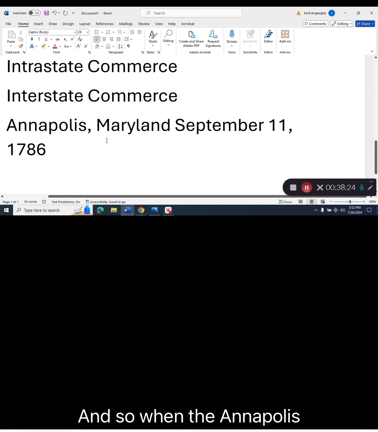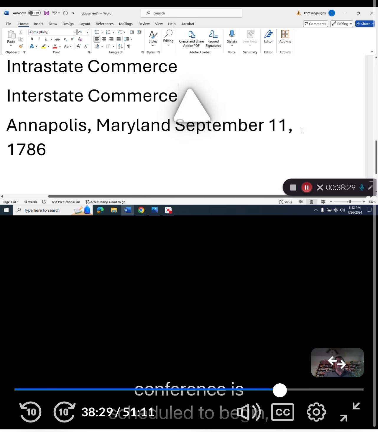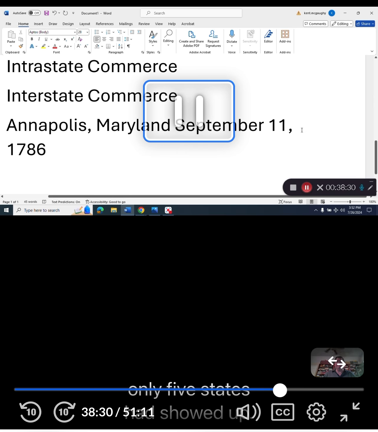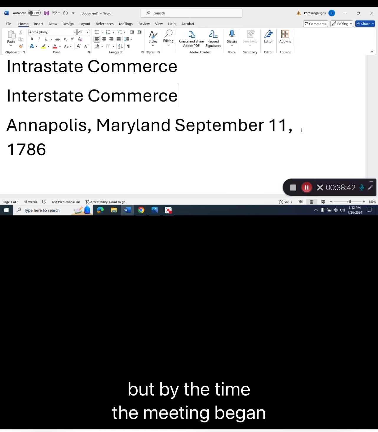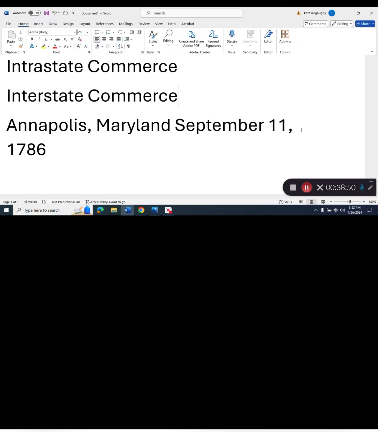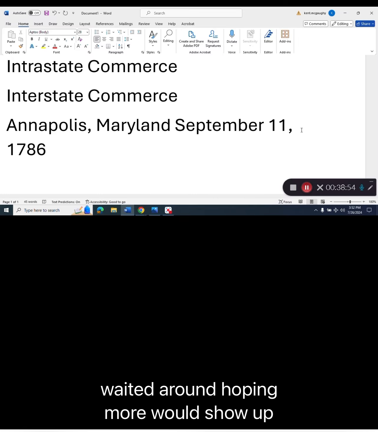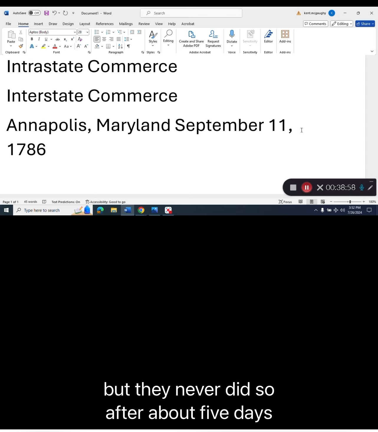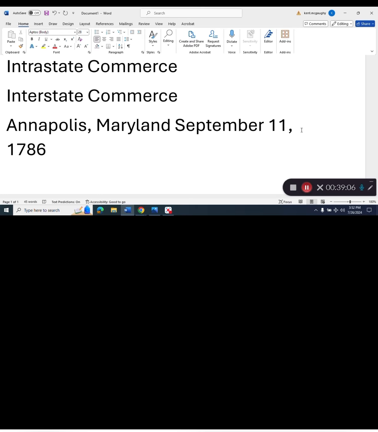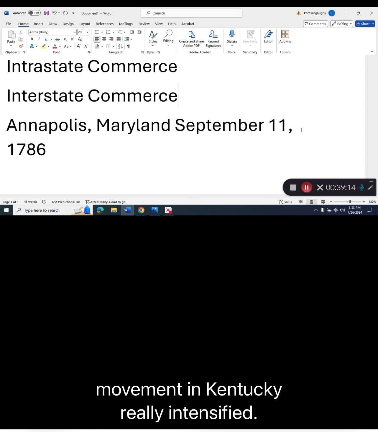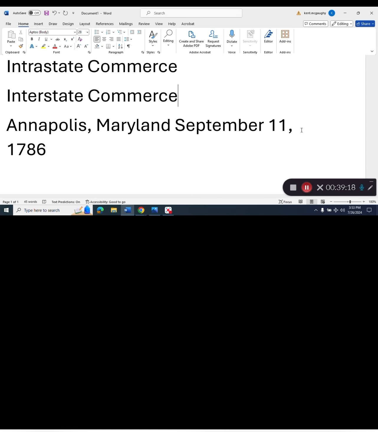And so, when the Annapolis Conference is scheduled to begin, only 5 states had showed up. Again, every state had accepted the invitation. But by the time the meeting began, only 5 had shown. Those 5 waited around, hoping more would show up. But they never did. So after about 5 days of waiting, they broke up the conference and resigned themselves to failure. And at this point, the breakaway movement in Kentucky really intensified.